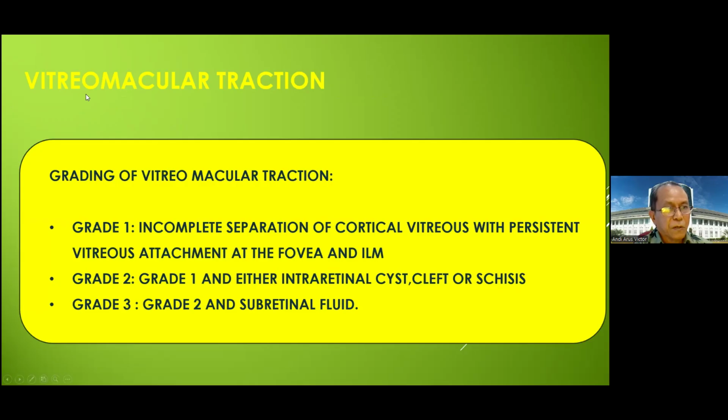Another vitreoretinal disorder is vitreomacular traction. Grading of vitreomacular traction: grade 1 is incomplete separation of the cortical vitreous with persistent vitreous attachment at the fovea and internal limiting membrane. Grade 2 is grade 1 plus either intraretinal cyst, cleft, or schisis. And grade 3 is grade 2 plus subretinal fluid.